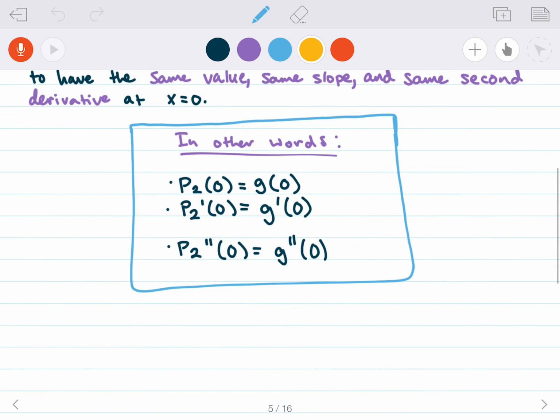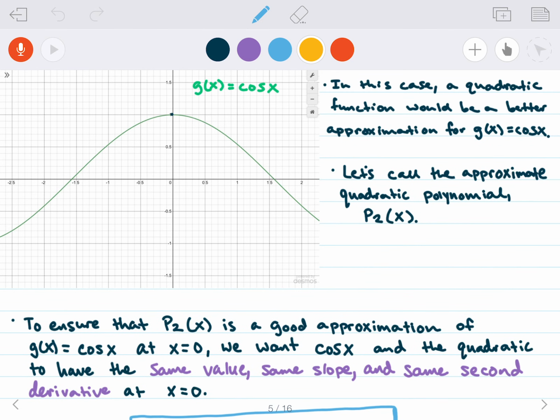Okay. All right, so now what I'd like to do is approximate this function g of x equals cosine of x with a quadratic. Because as I mentioned but didn't prove, as you go up in degree, your approximation gets better and better, and you can approximate better for further out values of x. So, just like before, I'm going to use the notation Pn of x, but since we're looking for a quadratic, we're going to call this P sub 2 of x.